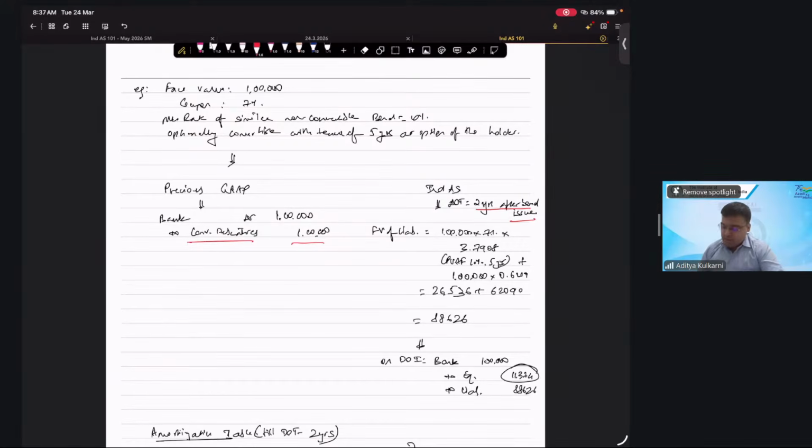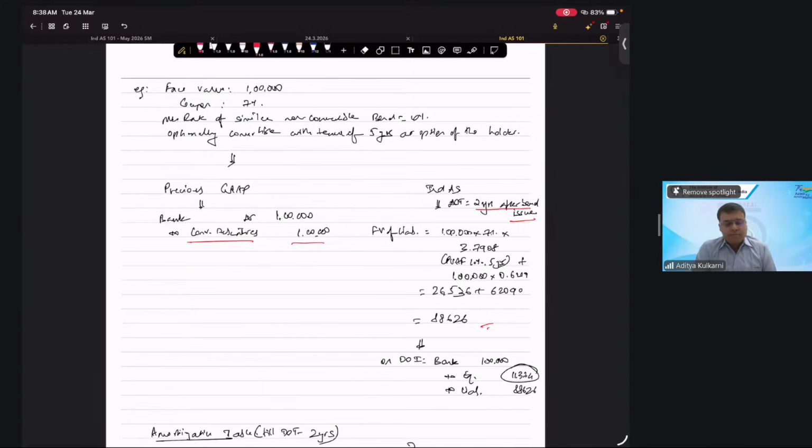Yes, sir. But under Ind AS, can I book it like this? Answer is no. You will have to take it to split accounting principles. So what you will do is 1 lakh into 7%, this is your coupon, into 3.7908. So that gives you the first discounting that you are doing of the interest, plus the principal 1 lakh into 0.6209. So that comes to 88,626. Are you able to follow?